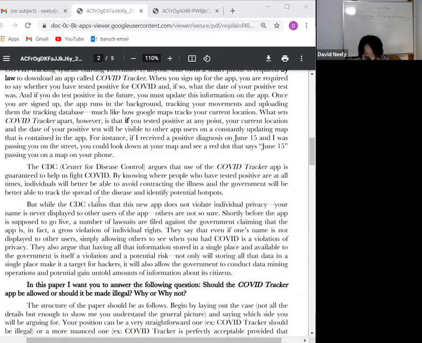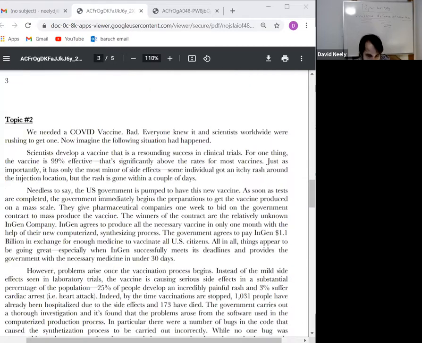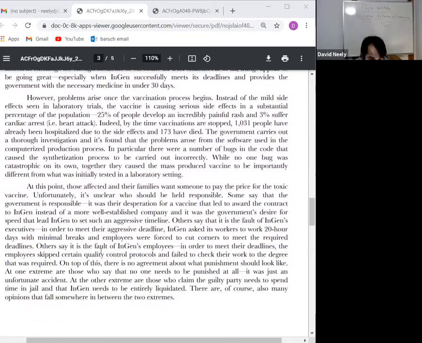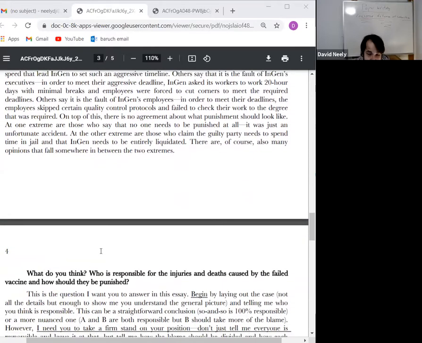The core question is, this is the second prompt. So that's this one. Prompt number 2 is, the core idea is that this company has been offered this vaccine, it's a bad vaccine. The core question is, who is responsible for these deaths and what should be done to them?